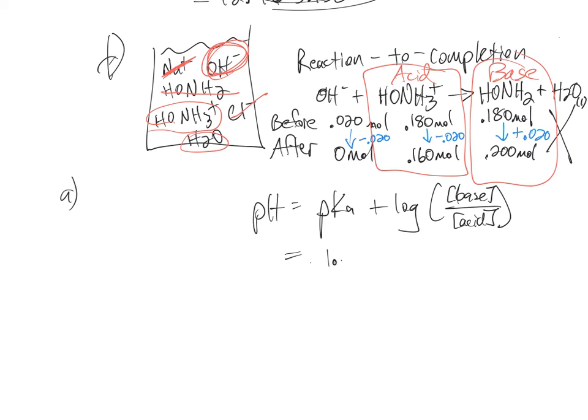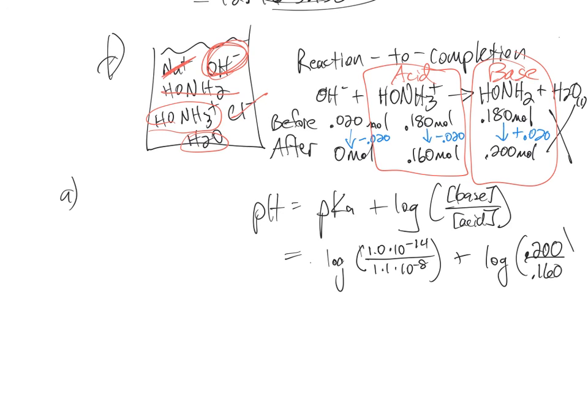We don't have a Ka value directly. Instead, we're going to find it from Kw and the Kb of the conjugate. They gave us that the Kb of HONH2 is 1.1 times 10 to the negative 8th. We'll find that from Kw. And then we'll plug in the number of moles of base over the number of moles of acid. Keep in mind, the molar ratio is the same as the molarity ratio if it's in the same reaction vessel.